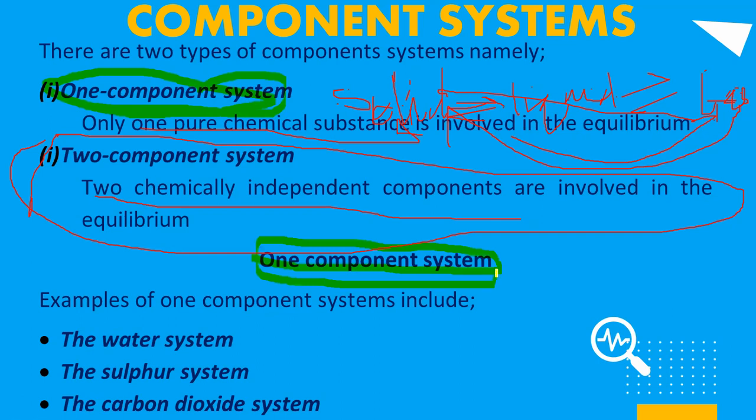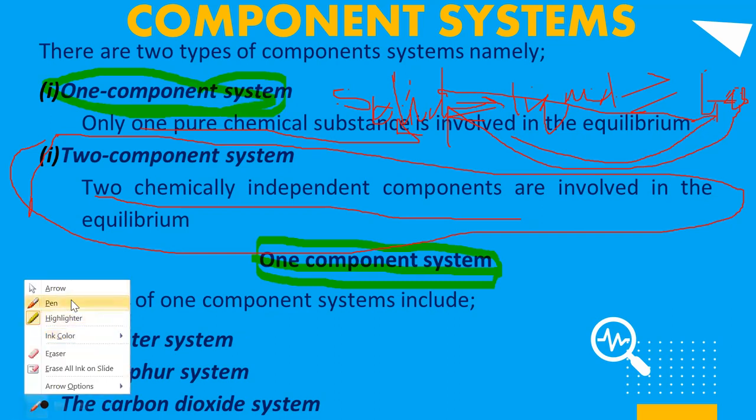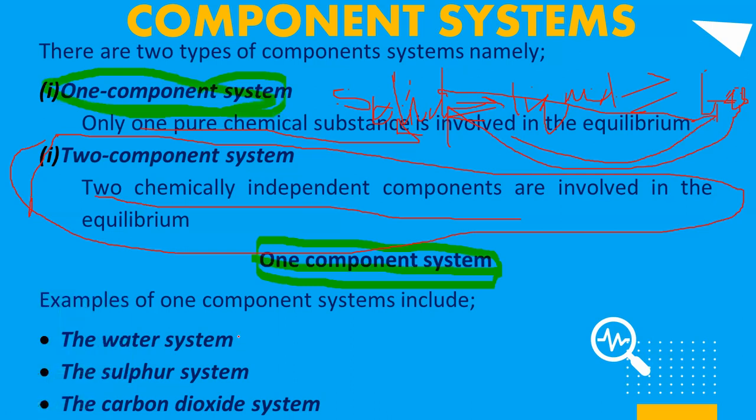Okay. Shamira, what are the three examples of one component systems as we shall look at this time? Examples of one component systems include the water system, the sulfur system, and the carbon dioxide system. So those are the three common one component systems that we shall look at at advanced level.